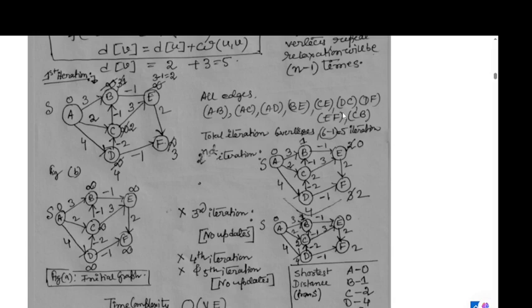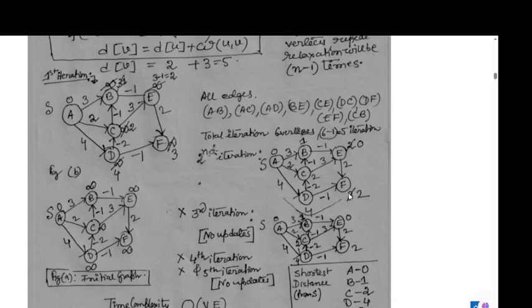And then we have DC. DC means this one. 4 minus 2, 2 already updated. There is no need of updating. And then DF. So DF is this one. 4 minus 1, which is already 3.